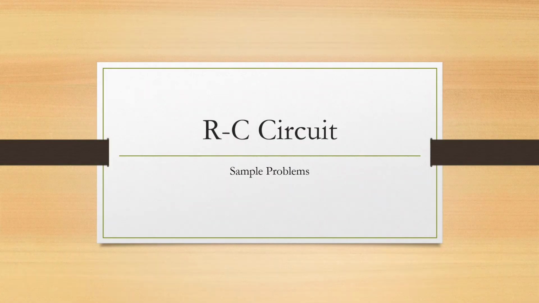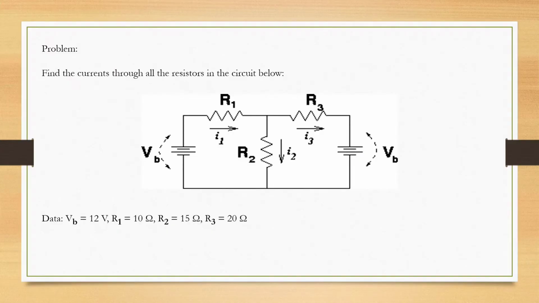RC circuit sample problems. Problem number 1. Find the currents through all the resistors in the circuit below. Data presented: the voltage is equal to 12 volts, resistor 1 is equal to 10 ohms, resistor 2 is equal to 15 ohms, and resistor 3 is equal to 20 ohms.